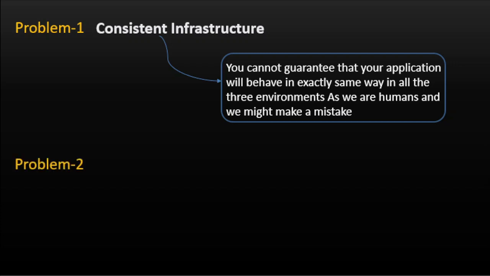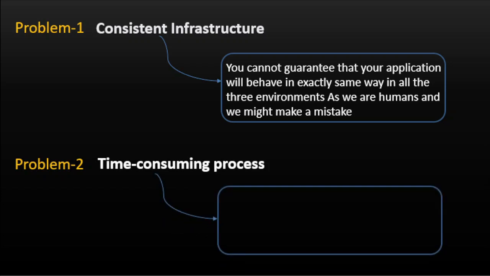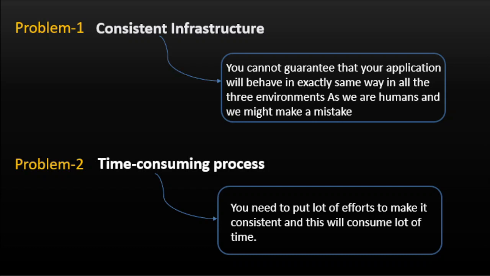Another problem is that it is a time consuming process. If you go with the manual approach, then you need to put in a lot of effort to make sure that your infrastructure is consistent across all the environments, and this will consume a lot of time. Suppose you want to deploy 20 resources in 20 accounts. Now, what will you do in this case? Will you use the first approach, in which we were using the AWS Management Console to deploy the resources manually in each and every account? I will say no, you can't go with that approach.